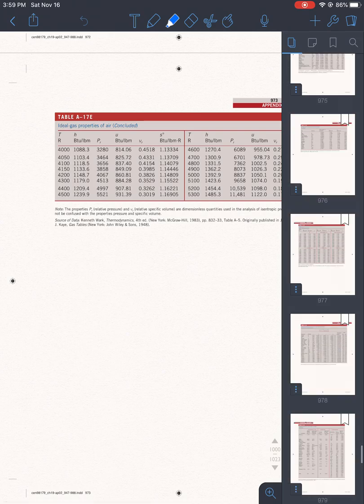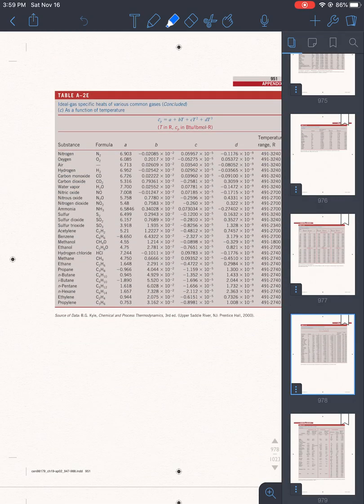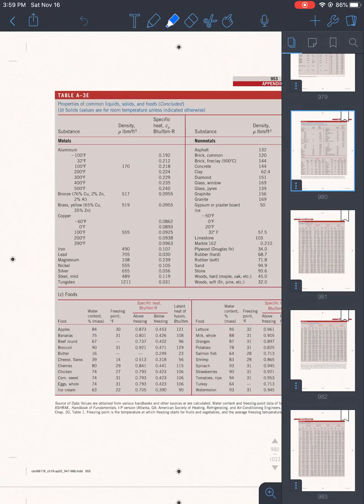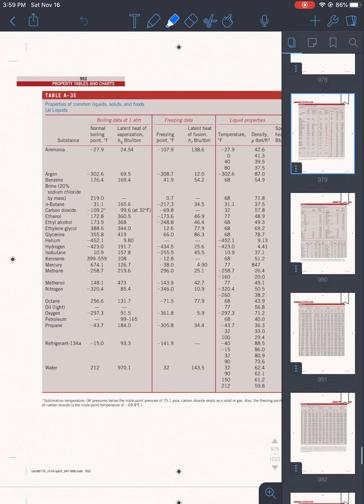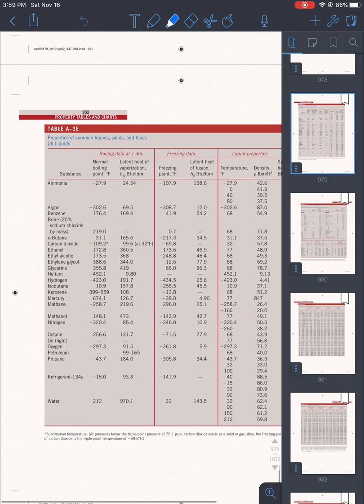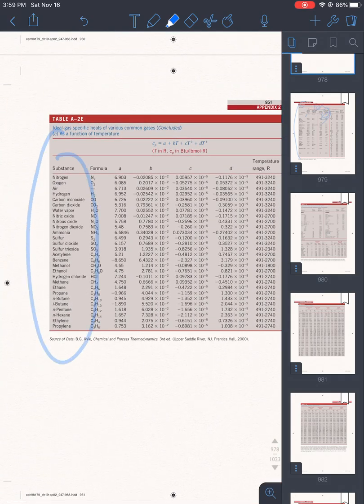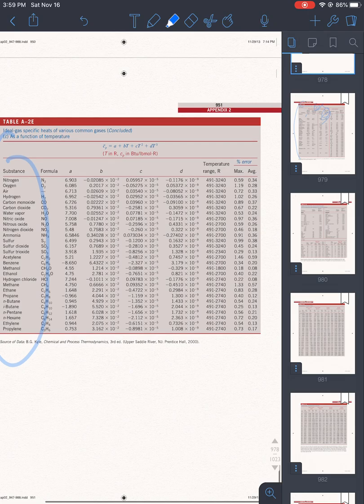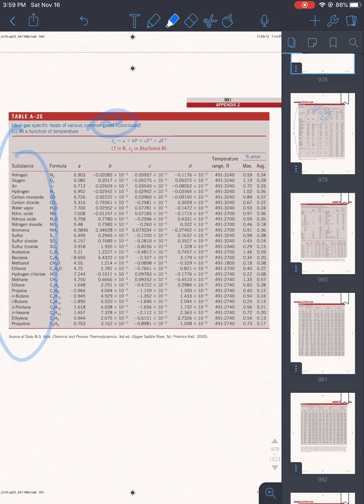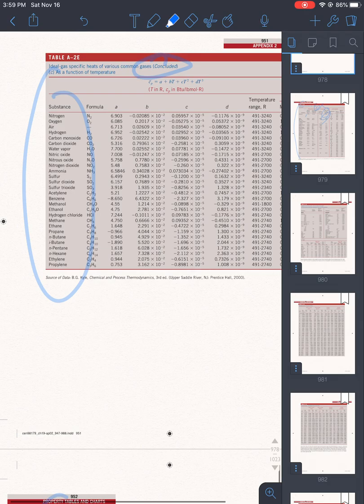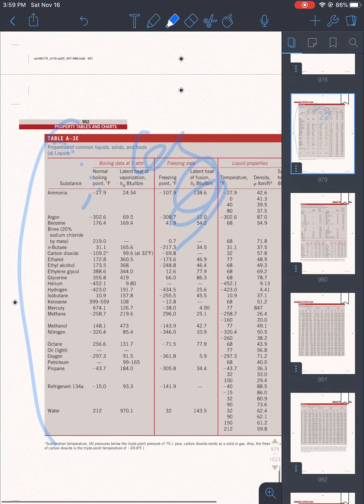Table 17, table 2, table 3E. Where are we going? We're going to table A3, A3E. This is ammonia. Over here, these are liquids. Here's some gases. Are they liquid? They're gases here. And that's table 2E.